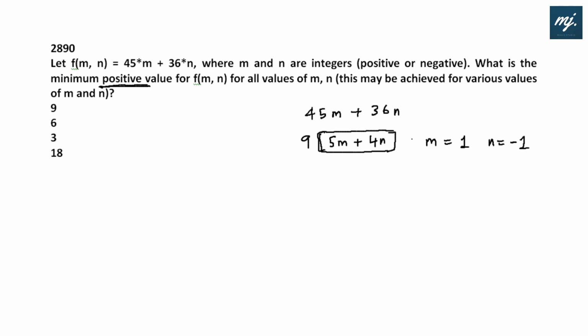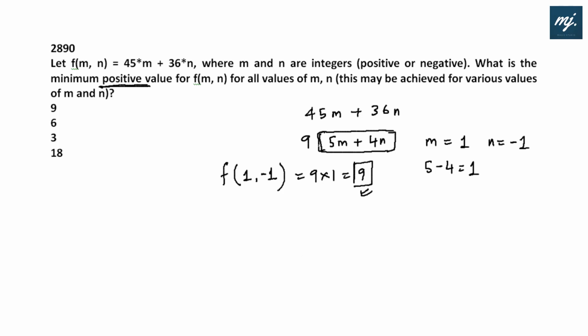M and n are integers, both negative and positive. So that will be 5 minus 4, that is 1. So it should be 9 into 1, that is 9. The minimum positive value of the function f(m, n) would be when m is 1 and n is minus 1. That should be 9.